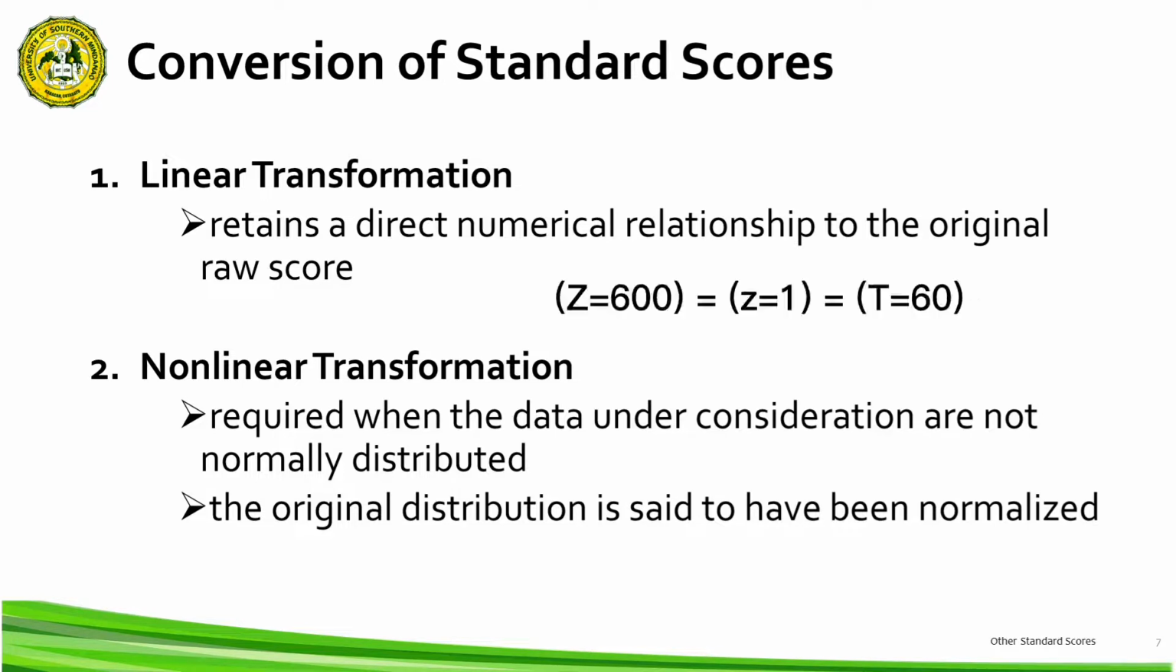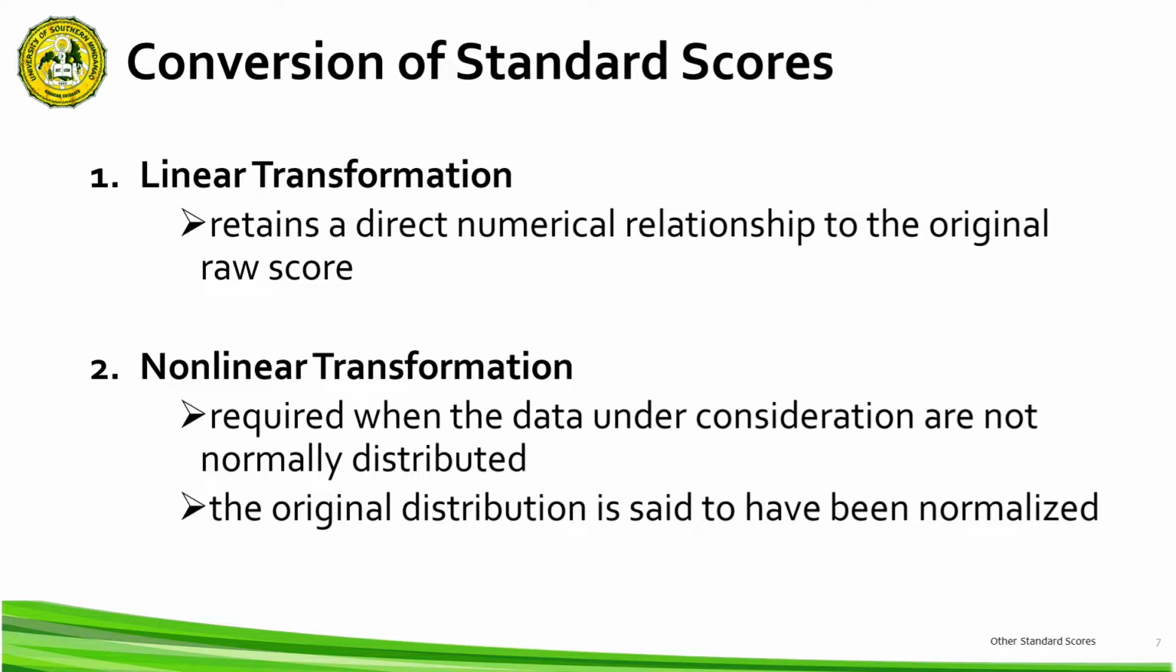Just like this expression. When the data under consideration are not normally distributed yet comparison with normal distributions is needed, or when the resulting standard score does not necessarily have a direct relationship to the raw score, then a nonlinear transformation is required. As the result of nonlinear transformation, the original distribution is said to have been normalized. So how is the original distribution being normalized?